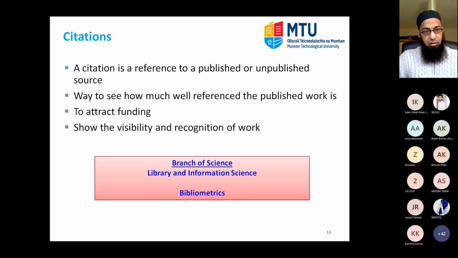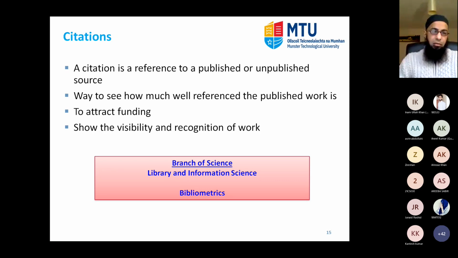Similarly, there are some issues as well. It is not necessary that all the highly cited articles are purely capturing the effect. For example, in one particular domain of social sciences, we have a lot of articles that were not cited in a huge manner.